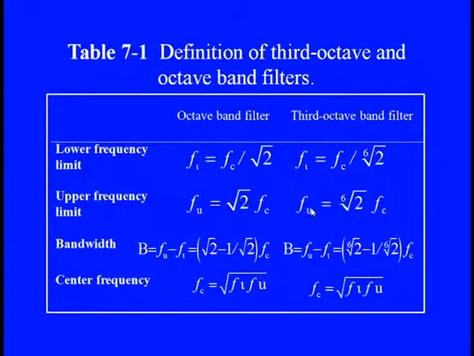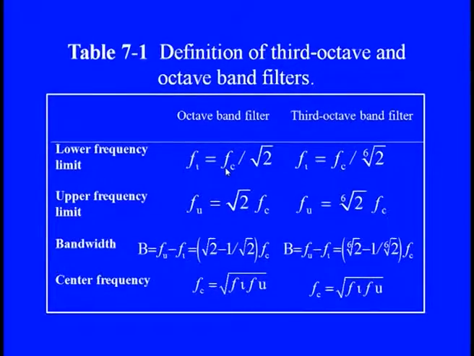Now in the octave band filter, my lowest frequency FL is nothing but equal to 1 by square root of 2 of my central frequency. And when I am categorizing this frequency band with the third octave, my lower limit under the third octave band filter FL is equal to FC divided by square root of 2 to the power 1 by 3, that is, FC divided by 2 to the power 1 by 6.